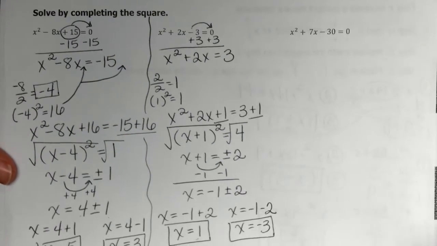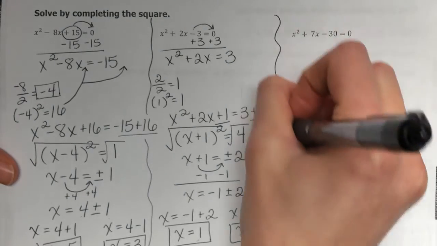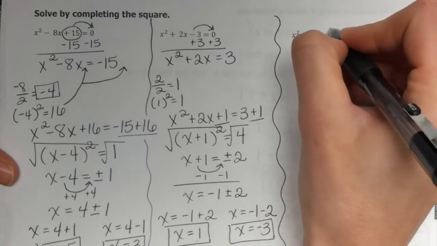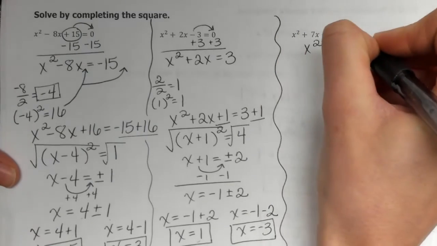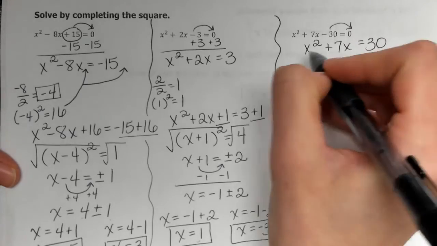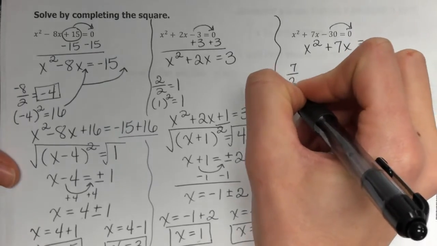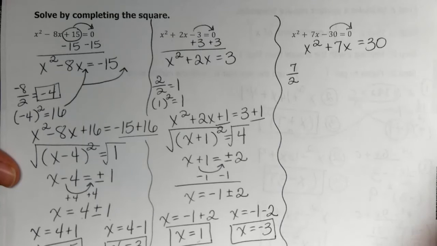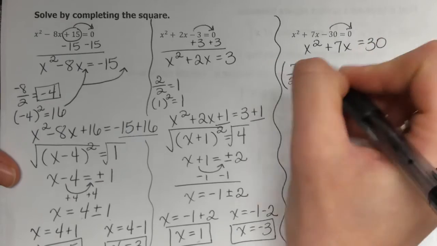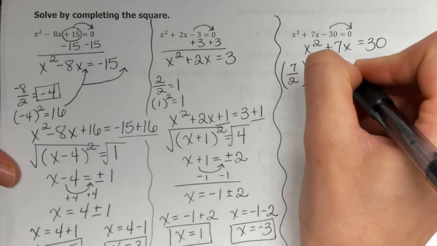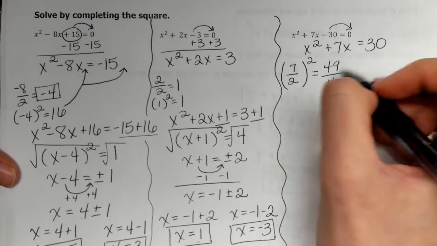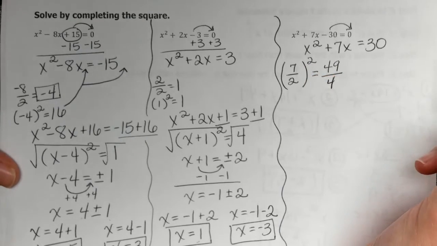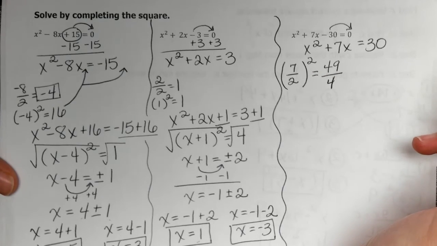Alright, so x squared plus 7x minus 30 equals 0. You move that negative 30 by adding it, so x squared plus 7x equals 30. Take your 7, divide it by 2. That's going to say a fraction, because I have an odd number for b. So I'm going to square that. 7 squared is 49. 2 squared is 4. Remember that we work in improper fractions, not mixed numbers like your calculator would give you. So be careful with that.